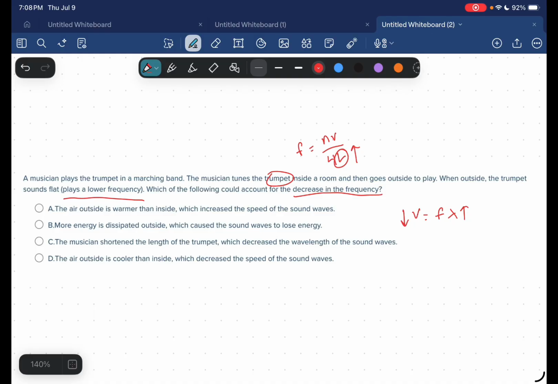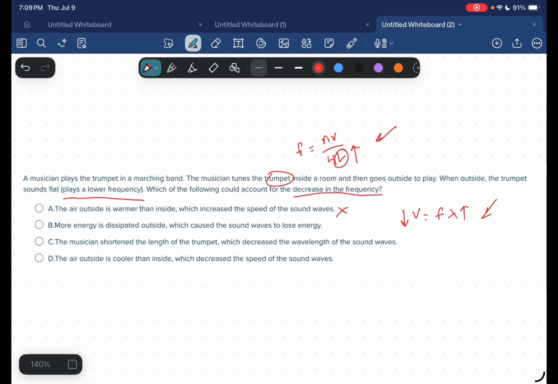So let's see how tip 1 plays out in real time by evaluating each of the answer choices line by line. The air outside is warmer than inside, which increased the speed of the sound waves. Well, an increase in speed would cause an increase in frequency because they're directly proportional. And you could see that from both of these formulas. And in the question, it specifically stated a decrease in frequency. So we could, right off the bat, eliminate A.